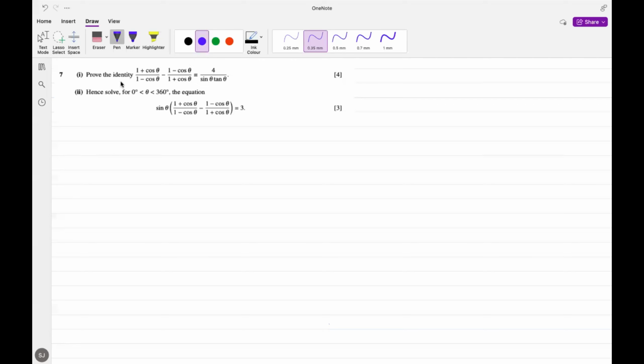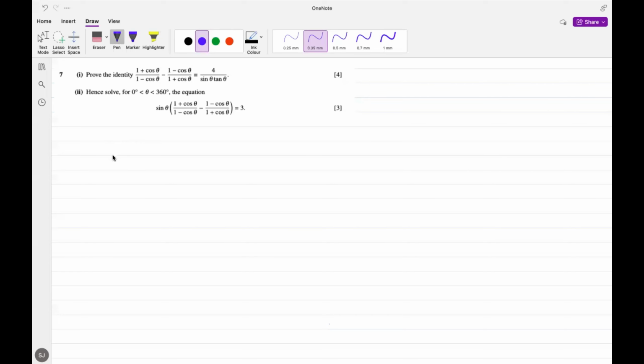In question 7, part 1, we have to prove the identity (1 plus cos)/(1 minus cos) minus (1 minus cos)/(1 plus cos) equals 4/(sin tan). Now, to prove any identity, it is easy if we start applying basic algebraic operations, and instead of writing cos theta, I'll just be using the letter C.